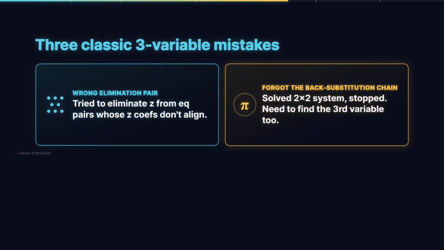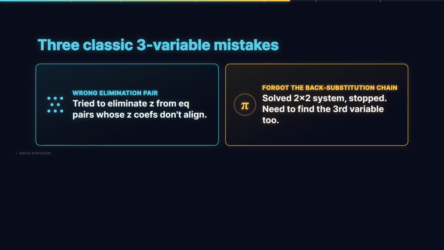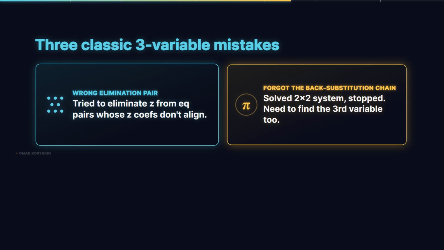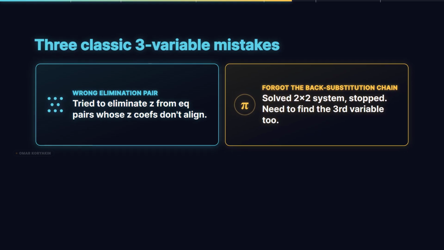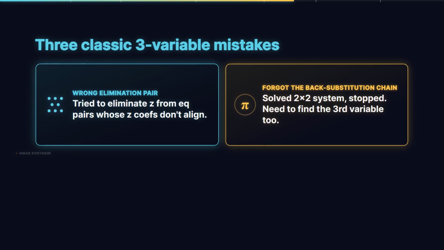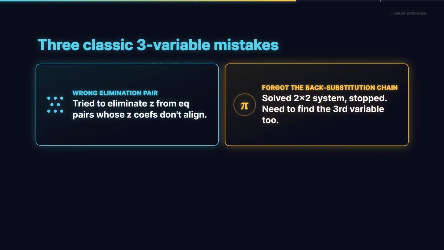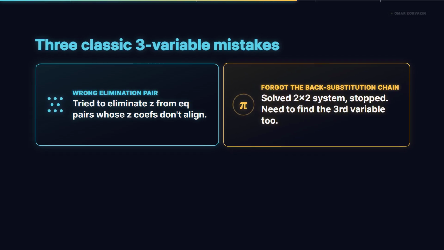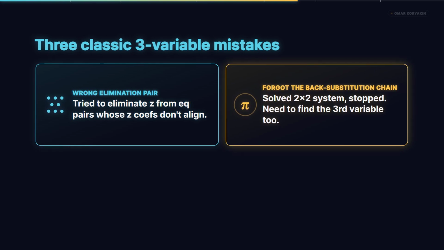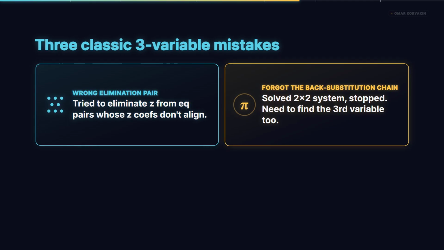Second mistake: solving the reduced 2-variable system and stopping without finding the third variable. A student executes steps 1 through 3 cleanly, gets x equals 1 and y equals 2 from the 2-variable system, and declares those as the answer. The system has 3 variables, so the solution requires 3 values, including z. The fix is to remember the back substitution step 5 explicitly, plug x and y into any original equation to find z, then state all 3 values together as the complete solution.